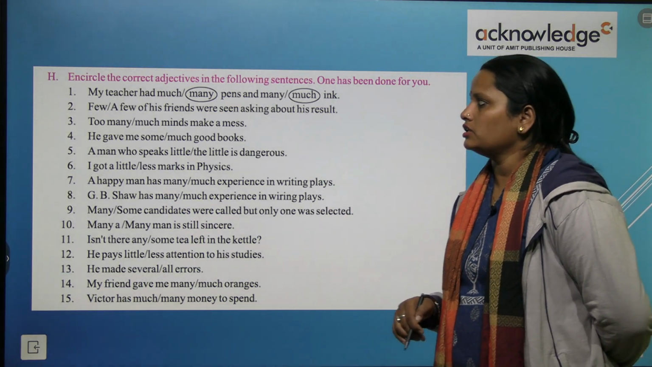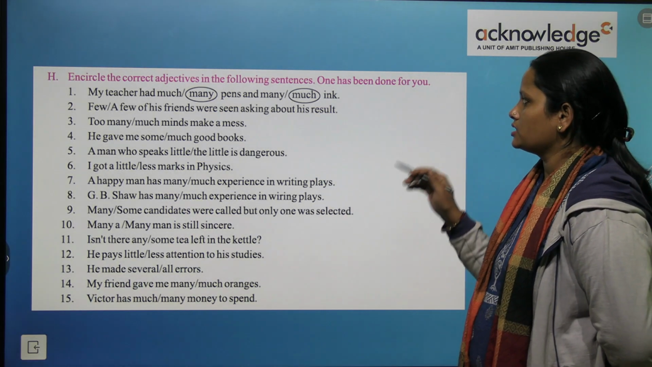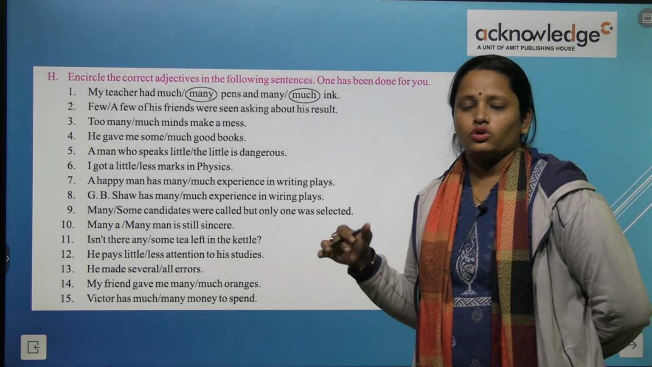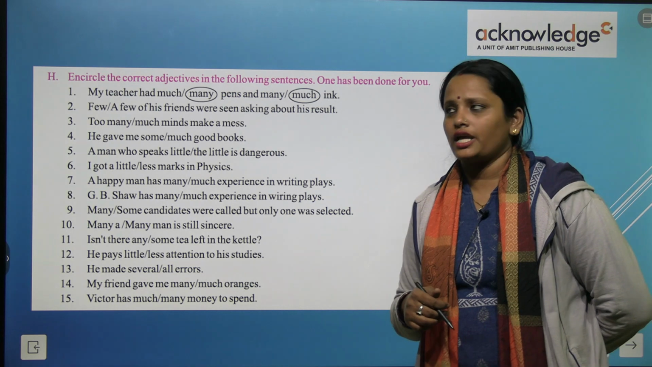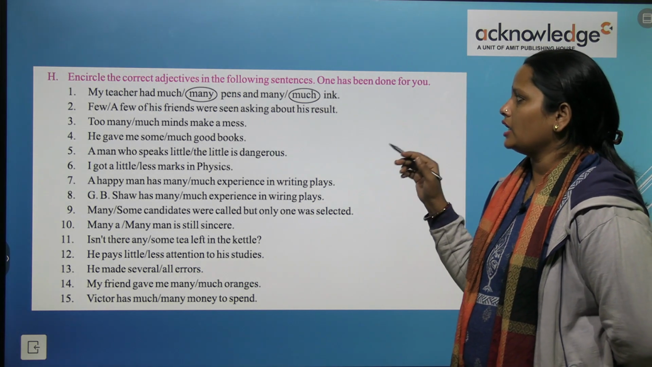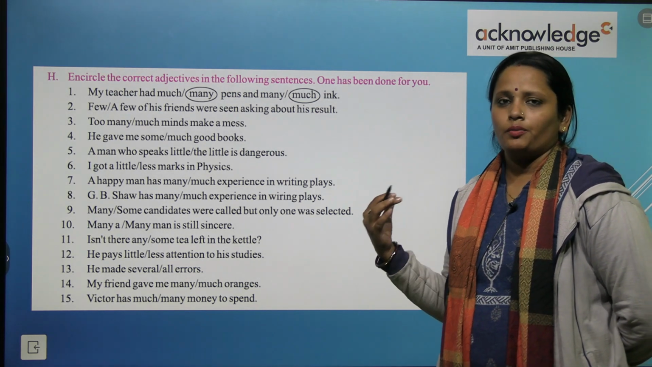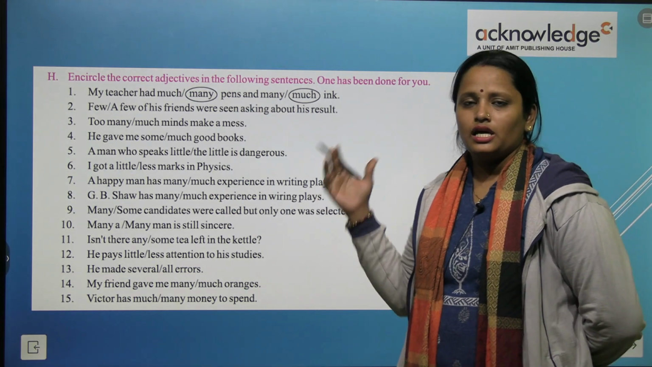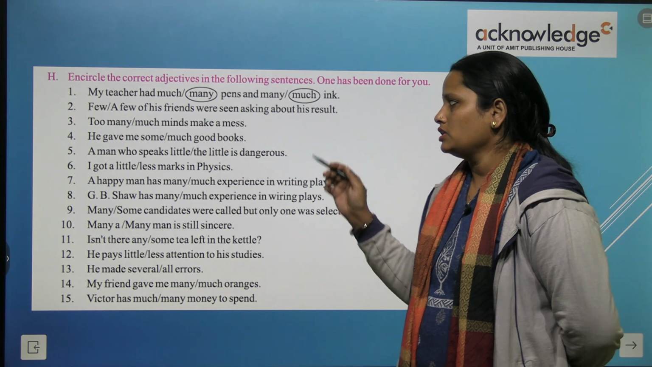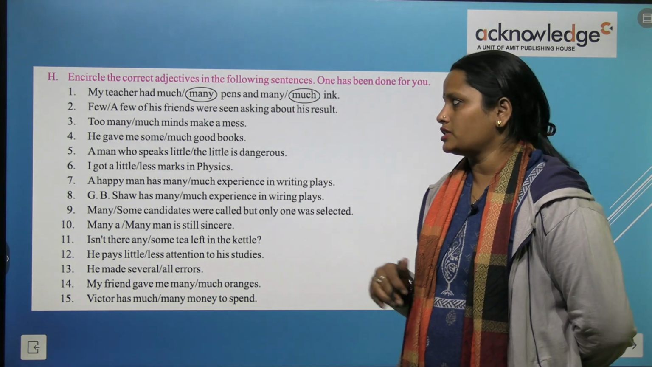Next is: encircle the correct adjective in the following sentences. One has been done for you. So आपको इसमें क्या करना है? Correct adjective को circle करना है. My teacher had many pens and much ink. अब आपको पता है कि many हम कब use करते हैं और much कब use करते हैं. Many for countable and much for uncountable. So like this you have to complete the exercise.